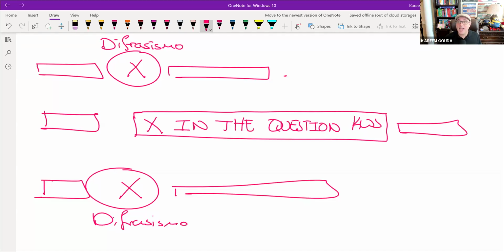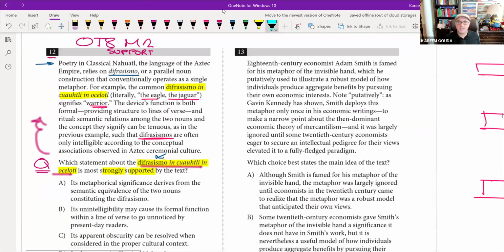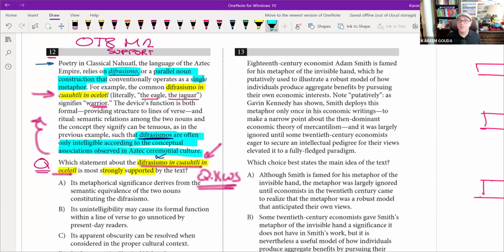Now, the question itself asks you about this exact part. Let's take a look at the example sentence one more time. Right here, we're talking about diffrasismo in blue. We're saying that diffrasismo is a parallel noun construction that operates as a single metaphor. Then we have in yellow the diffrasismo in the example, which is the thing that was in the actual question keyword. This is what we call the question keyword skill. Then in blue again at the end, we talk about diffrasismos again. So we actually talk about diffrasismo 3 times. The first time is a definition. The second time is the actual question keyword, the thing we have in the question. And the third is some kind of explanation related to diffrasismos.